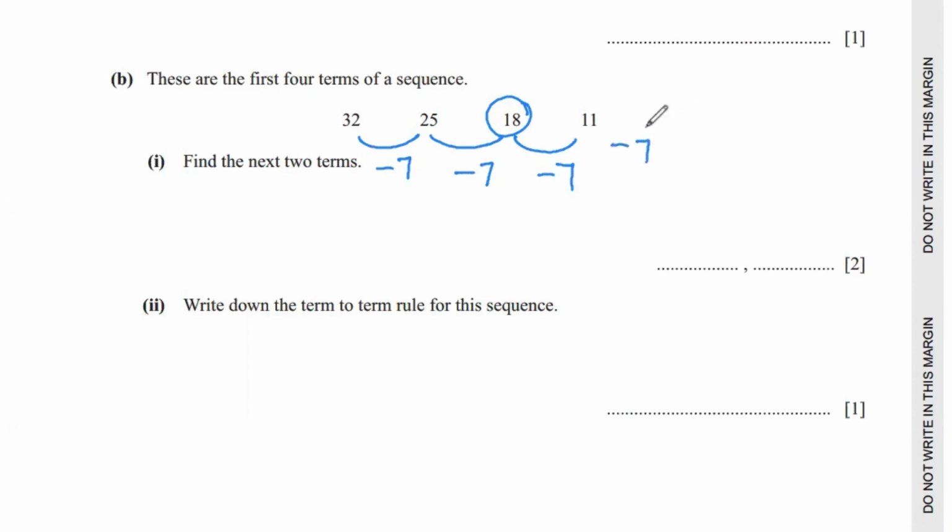That will give us 4. And again subtract 7. That gives us -3. So 4, -3. Then write down the term rule for this sequence, subtracting 7.